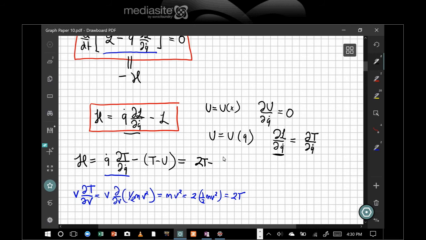Here we go. T minus T plus U, well, that's equal to T plus U. And that's the total mechanical energy of the system. So that's really important. Now, it's a long way to get there.